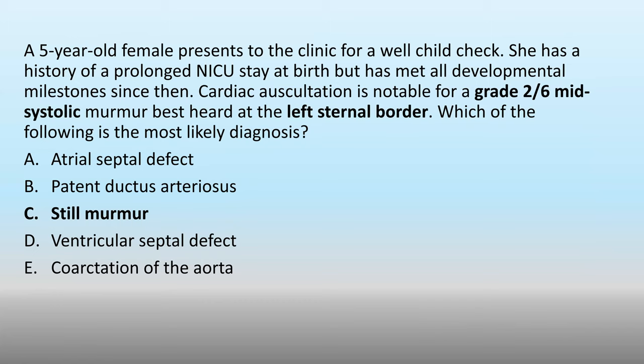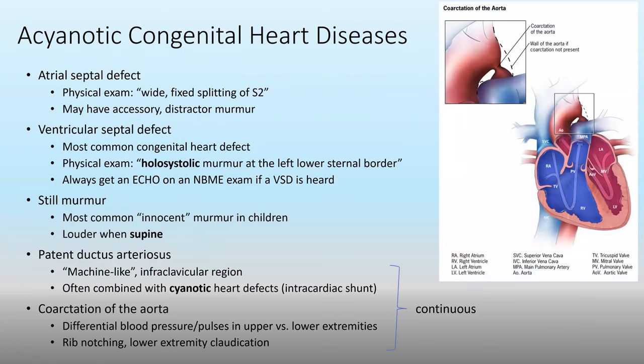So the answer here is still murmur, and a grade two mid-systolic murmur at the left sternal border is typical. And so the main thing I wanted you to understand here is that these other murmurs, A, B, D, and E, will all have some sort of pathologic finding that helps you tell that it's not a normal murmur and that you should do something about it, and also that it is indicative of these other choices. So still murmur, and move on here.